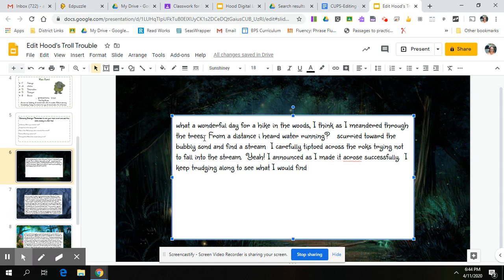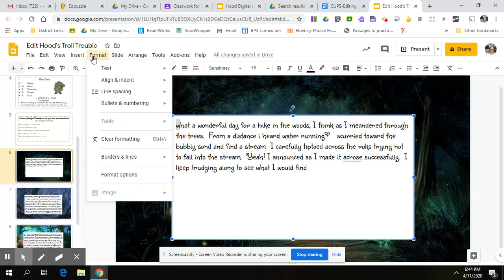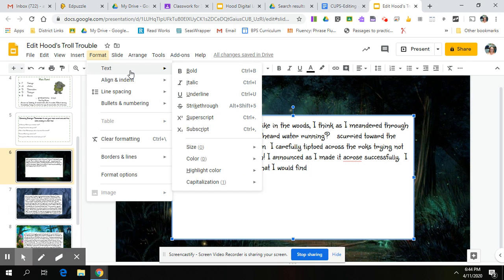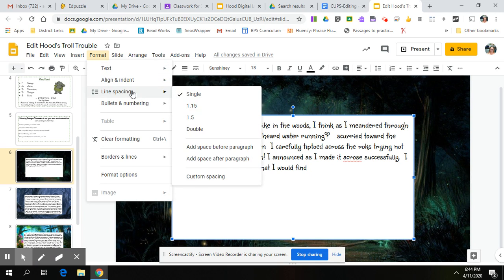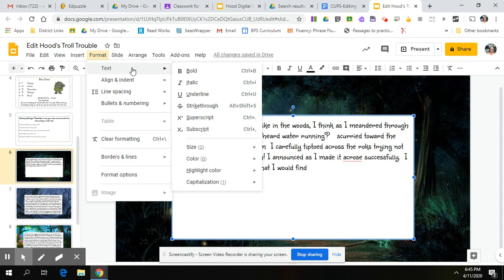CUPS, capitalization. Are there any capital mistakes? Well, I know the beginning of the sentence should always have a capital and they don't. So here's how you're going to show that. You are going to highlight that W, then go up here to Format. Under Format, under Text, you're going to see over here that it says strikethrough. Anytime we make a mistake, we're going to strike through that mistake.